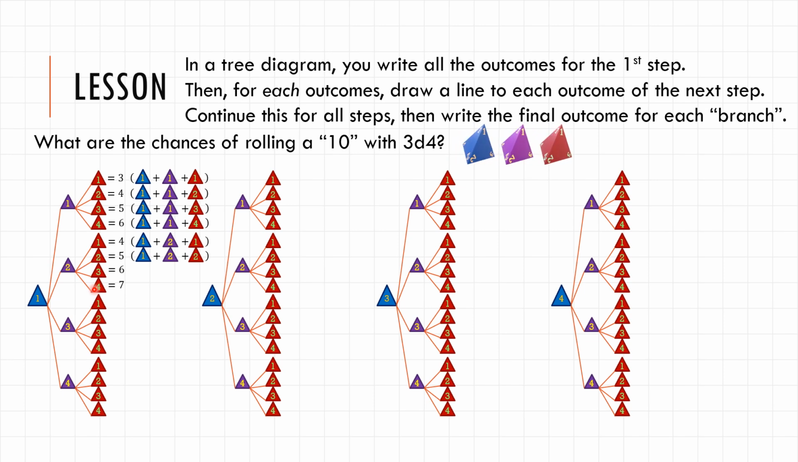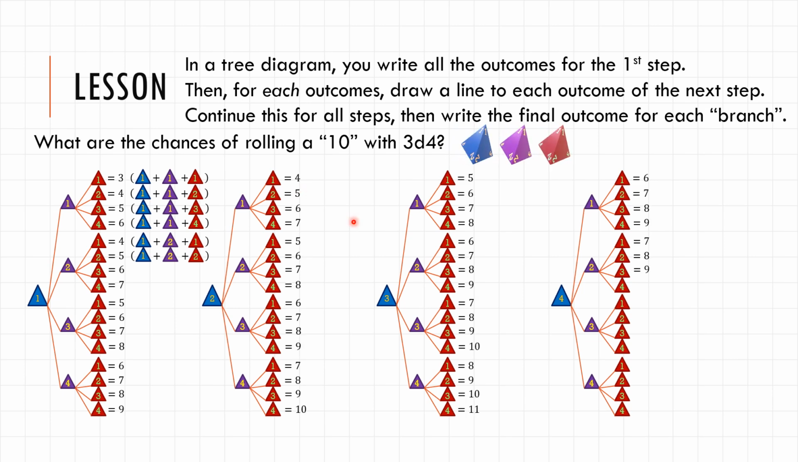Then 7, and then 1 plus 3 plus 1 is 5. 1 plus 3 plus 2 is 6. Then 1 plus 3 plus 3 is 7. 1 plus 3 plus 4 is 8. Continuing on, 1 plus 4 plus 1 would be 6. 1 plus 4 plus 2 is 7, 8, and then 9. And I could keep going with this to fill out my entire tree diagram. 2 plus 1 plus 1 is 4. 2 plus 1 plus 2 is 5, and so on and so forth, right? I can fill out my entire tree diagram with all of the different outcomes from rolling 3 dice.